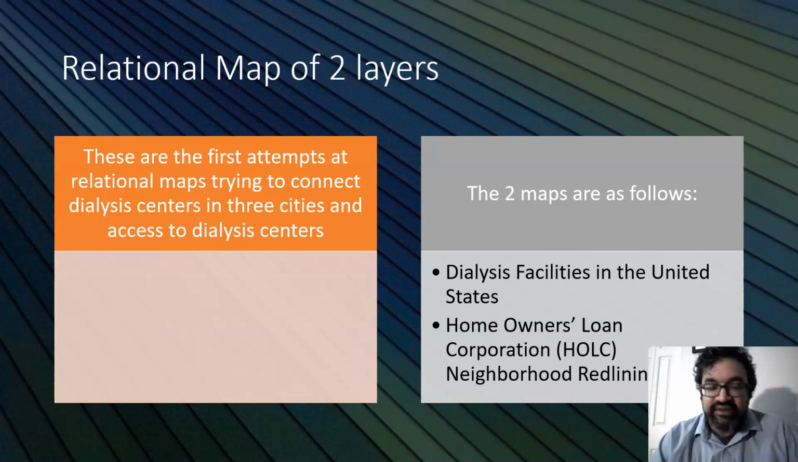So these are actually some of the first attempts, to my knowledge, to create relational maps between dialysis centers and redlining, and I'm going to be looking at 3 cities. So, dialysis centers versus redlining. The 2 maps are as follows: the dialysis facilities in the United States, and then the Homeowners' Loan Corporation neighborhood redlining. These are the 2 maps.